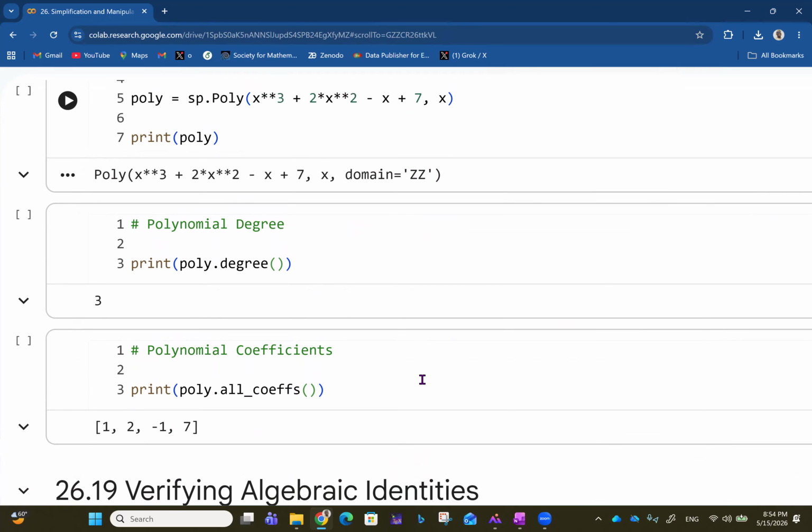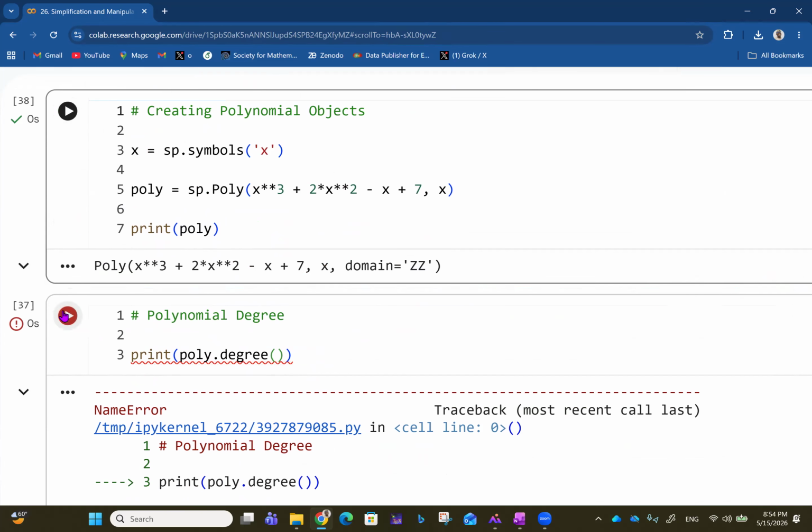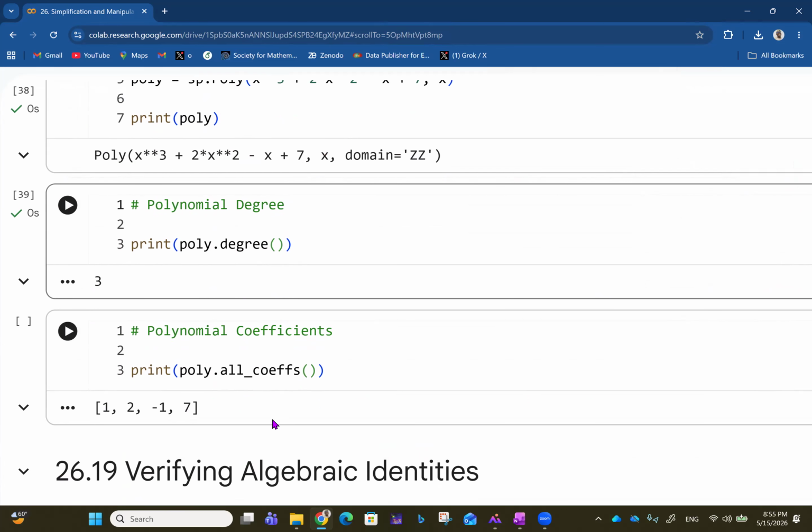Then you have polynomial degree. You want to know the degree of that polynomial, so you click on this. Okay, because I didn't run this earlier, it was not working, so now it works fine. So the degree is 3. And then if you extract the coefficients, for x cubed the coefficient is 1, for x squared the coefficient is 2, for x the coefficient is minus 1, and the constant is 7.